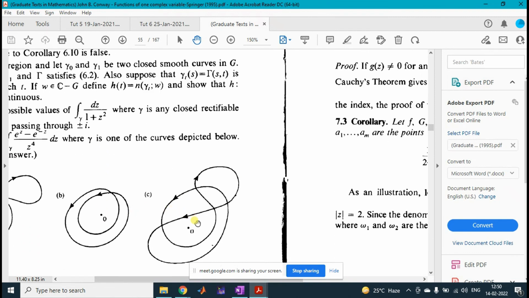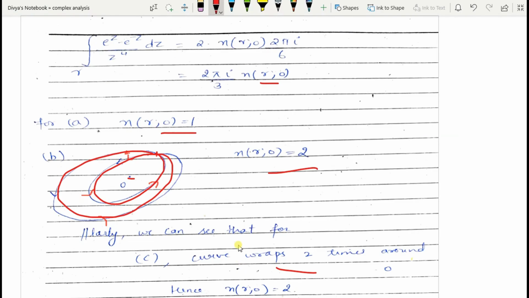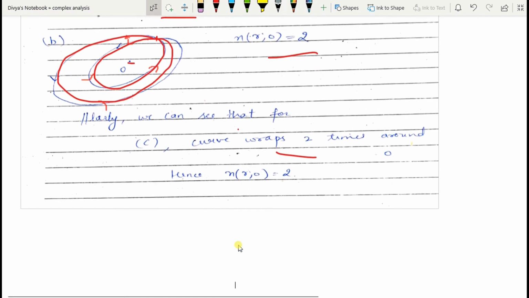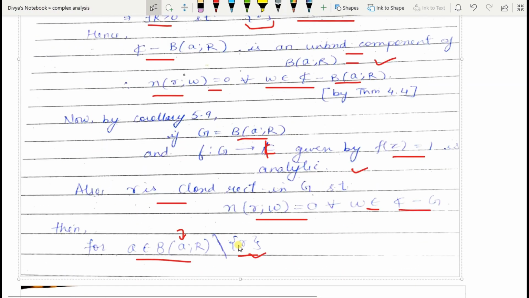Yeah, this curve C. For this, we can see that if we are starting with this point, then this would be this. Sorry, it's very large. So we can see that this winding up is only twice. So the index with respect to this is 2.